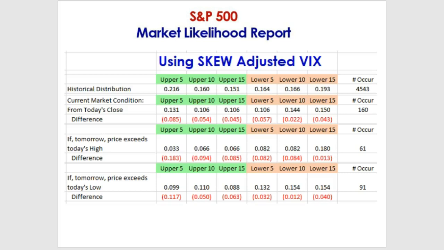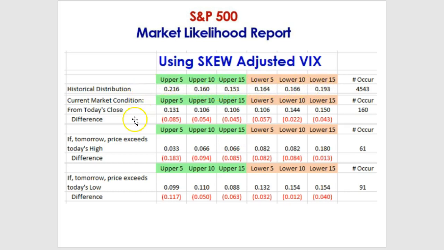Now, let's come back to the report. Look at the top line. Historical distribution, 4,543 occurrences. The upper bands were hit. The 5-day band was hit 21.6, 10-day band 16%, upper 15.1. The lower 5-day band was hit 16.4, 16.6, and 19.3. All right. And so this is the historical baseline as to how often those bands were hit.